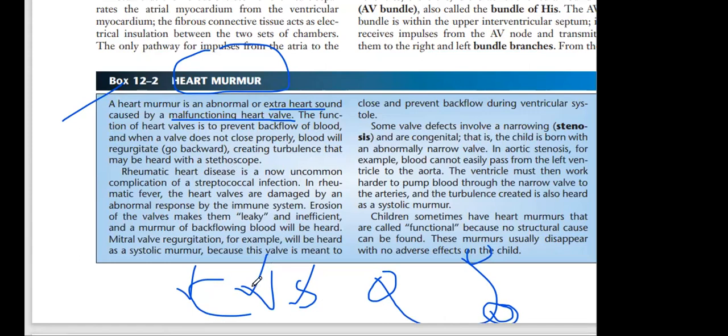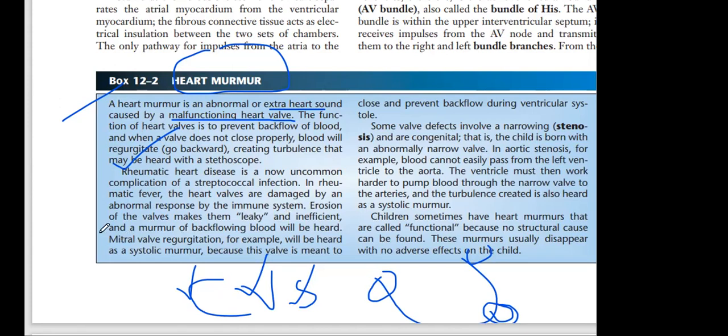In some infectious cases, the valves are also damaged, like rheumatic heart disease. This is now an uncommon condition. Rheumatism, RA factor, which is an autoimmune disease. It affects the heart. The valves are damaged, so it will not empty the blood from the heart.